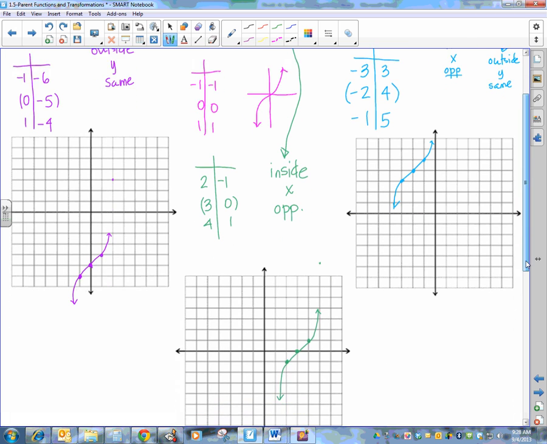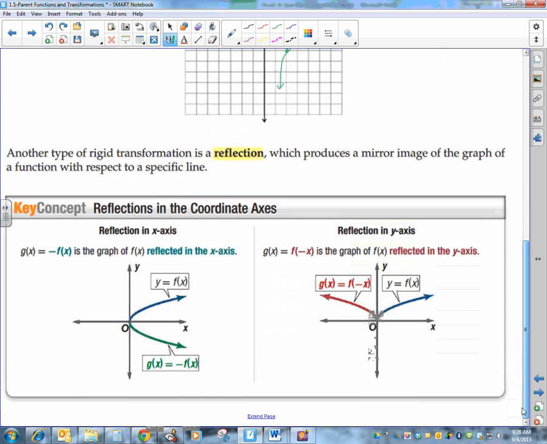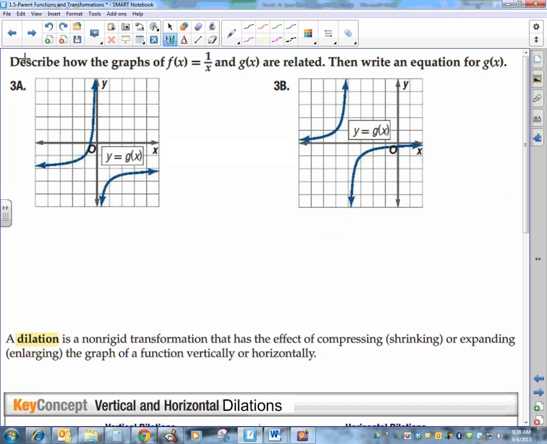Okay, so the next change we've got to talk about is reflection. And we've talked about this a lot before. When you have something reflected in the x-axis, that means that your y value changes. So every y becomes the opposite of what you had. If you reflect it in the y-axis, then every x becomes the opposite. So keep that in mind, and let's see how we're going to use that.